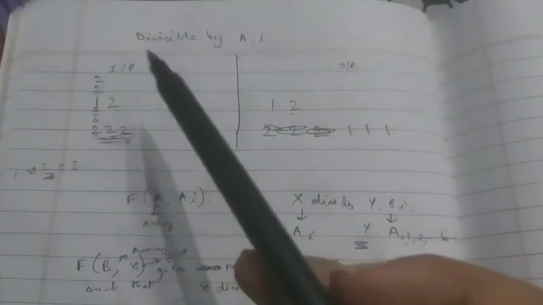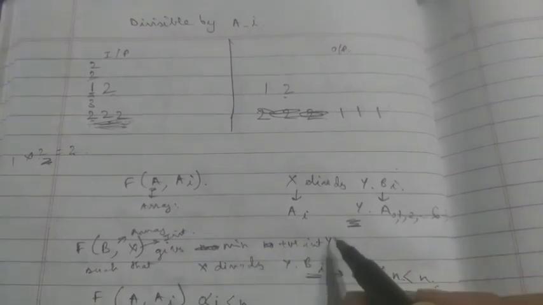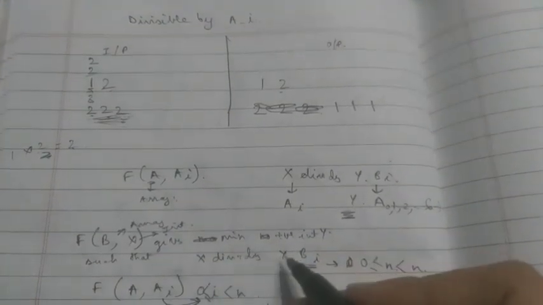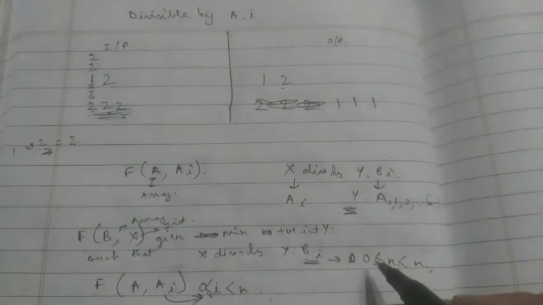In this video, I'm going to discuss the Divisible by AI problem which occurred in the December Long Challenge. It states that you are given a function f(b, x) where b is an array and x is an integer, which gives the minimum positive integer y such that x divides y times b[i], where i ranges from 0 to n.